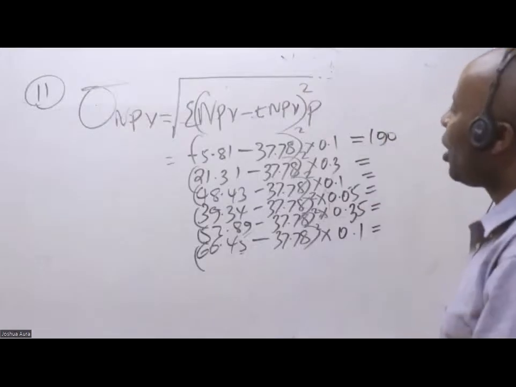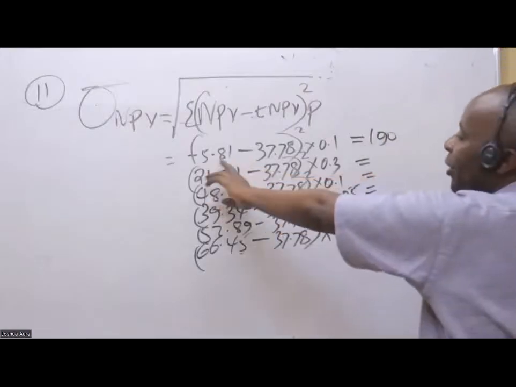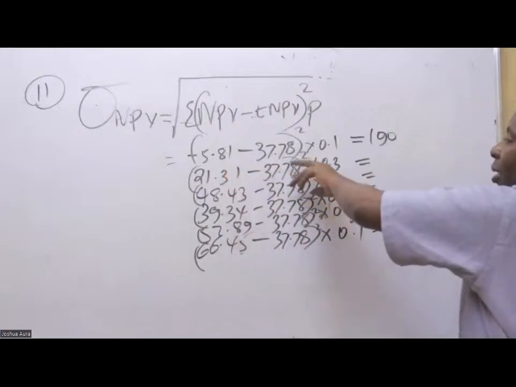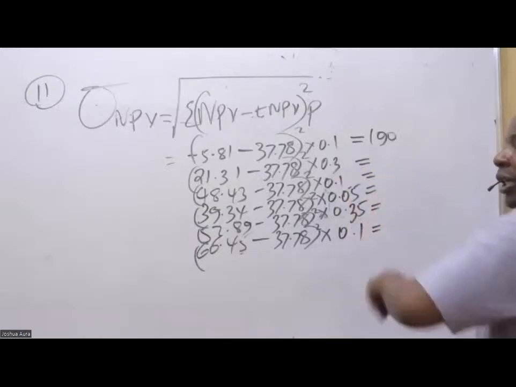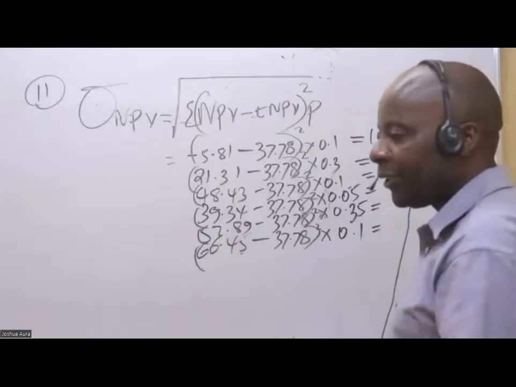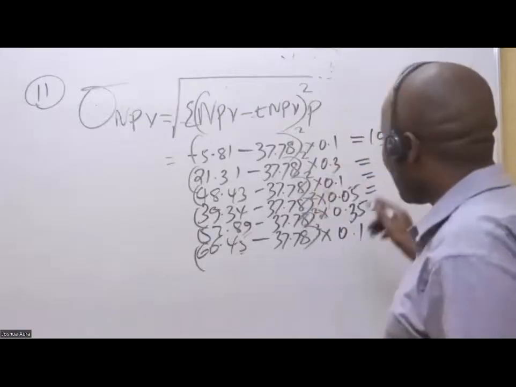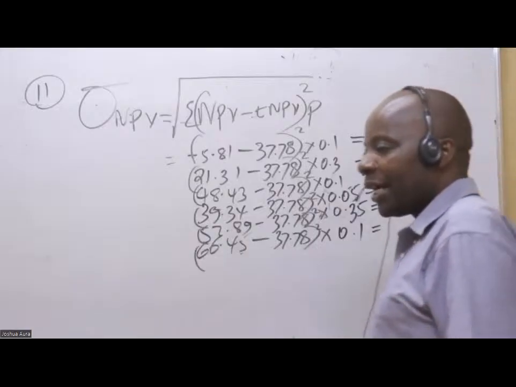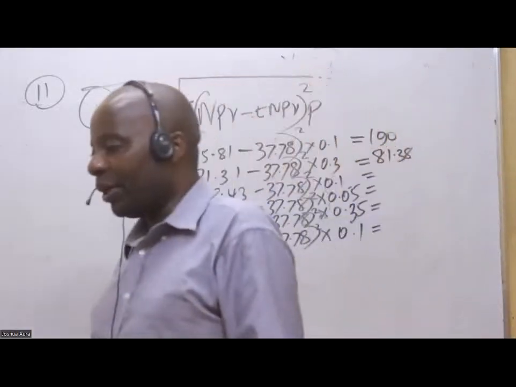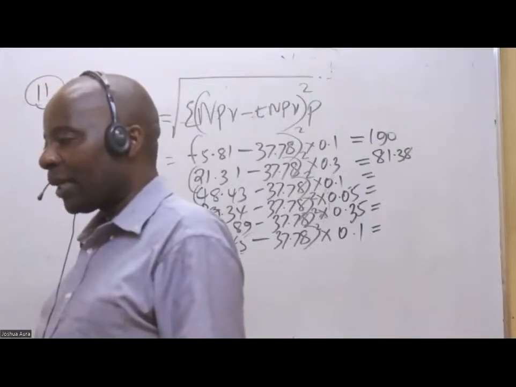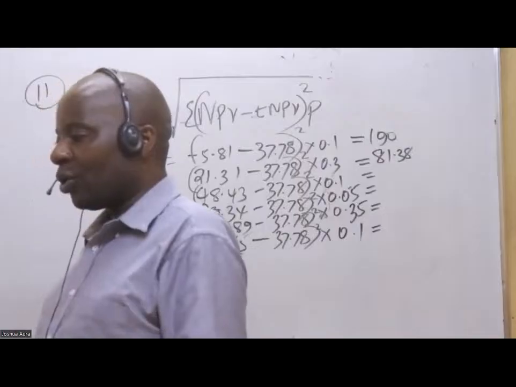Thank you very much. Go to the second one, say open bracket 21 minus 21.31 minus 37.78. You say squared times 0.3. I'm being given a figure of 81 point something. 81.38. I'm being given a figure of 81.38. Are we together there?